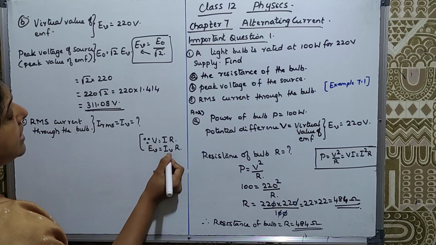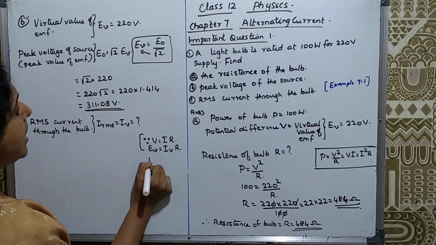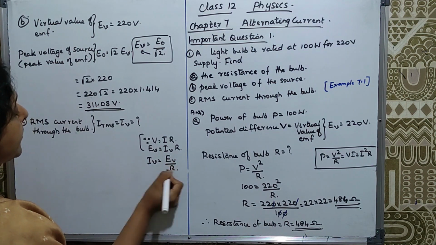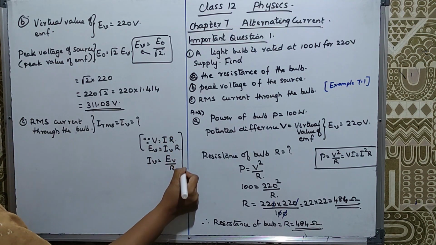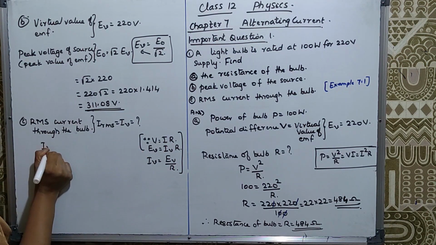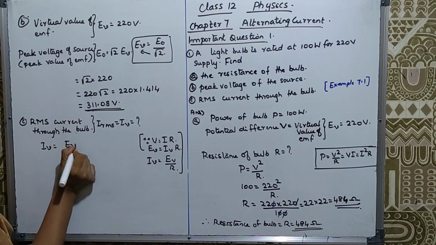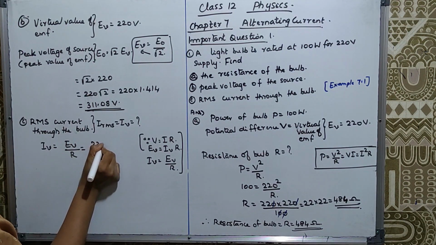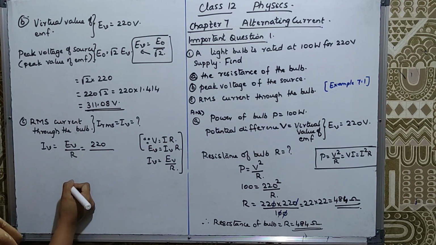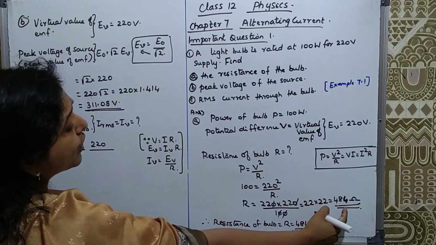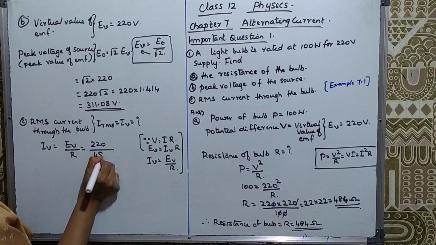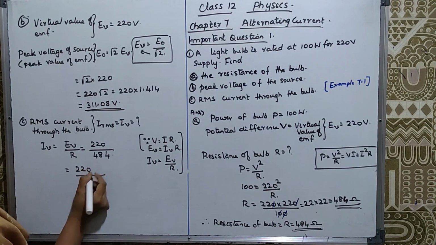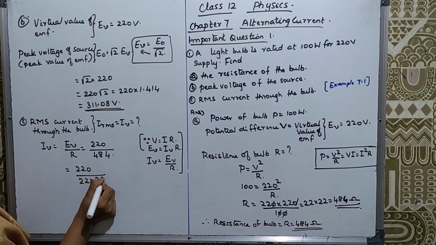So what will be I V then? I V will be equal to E V divided by R. So I am writing directly: virtual value of current I V equal to E V divided by R. We know E V is 220 volt, divided by resistance R, already found, 484 ohm. So we'll write that as 220 divided by 22 into 22.